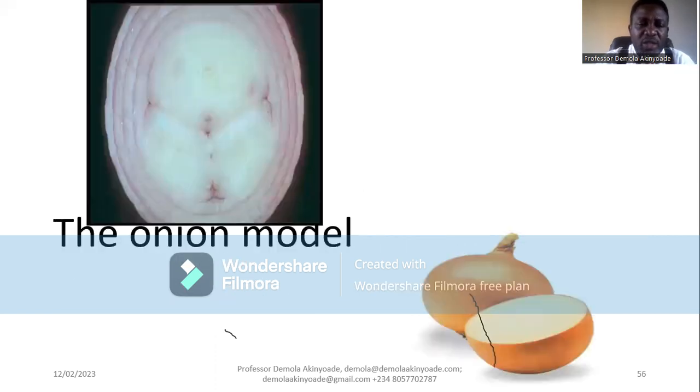Okay, we'll go to the onion model. Don't forget, the conflict tree helps us to identify the issues, to break it down to the root causes, the core problem, and the effects. The onion model, on the other hand, helps us to identify the position, interests, and needs of the actors. They have issues, but what is their position? What are their interests? What are their needs?